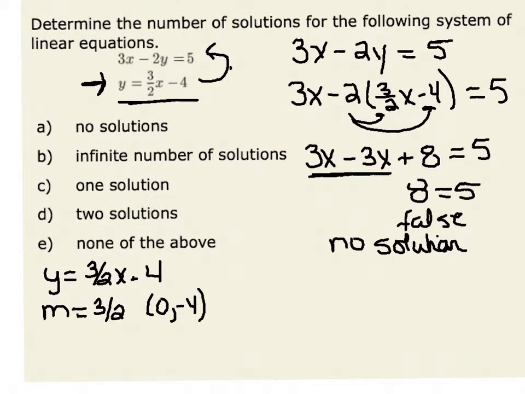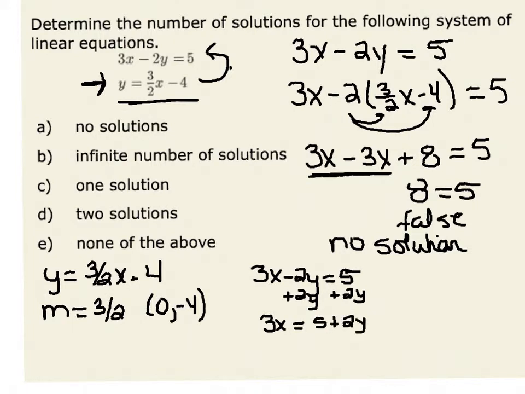Let's look at the slope and y-intercept of our first equation. That equation is 3x minus 2y is equal to 5. One way I can find the slope is to solve this equation for y. Therefore, I'm going to add 2y to both sides, giving us 3x is equal to 5 plus 2y. Now I'm going to subtract 5 from both sides, giving us 3x minus 5 is equal to 2y.